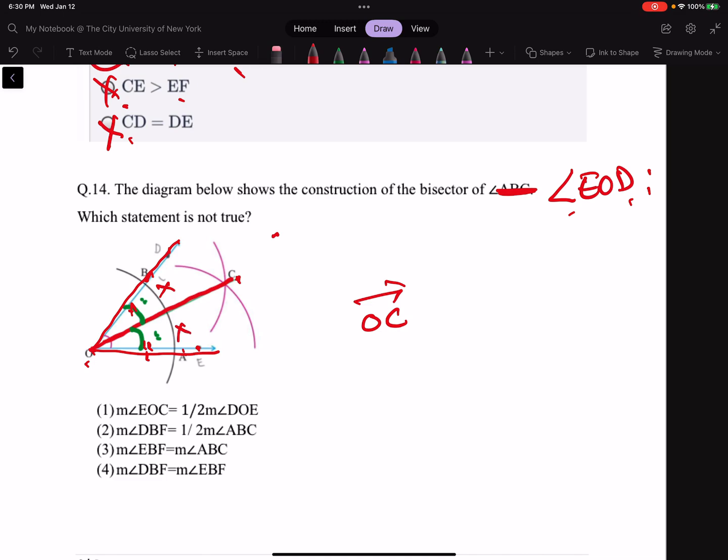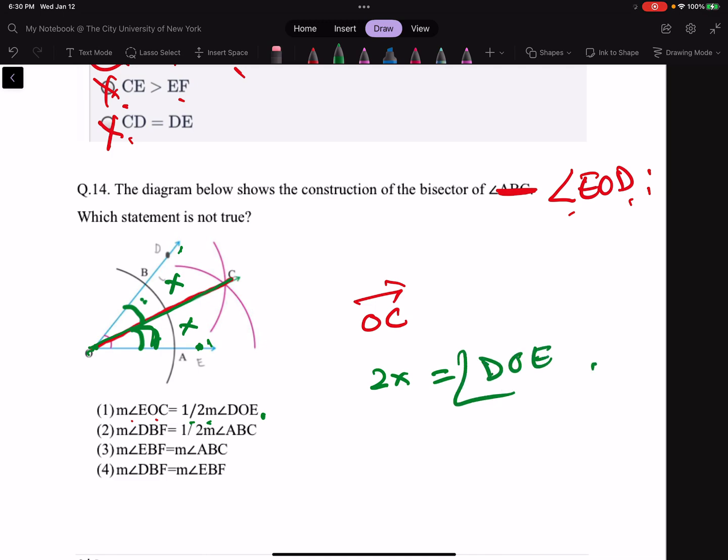Let's see what they say. Measure of EOC. Let's see what is EOC. EOC, this one, is half the measure of DOE. Obviously, if this is X, then 2X is my DOE, and my X is this EOC. So if it is X and the whole is 2X, X is obviously half. So obviously this is the answer.